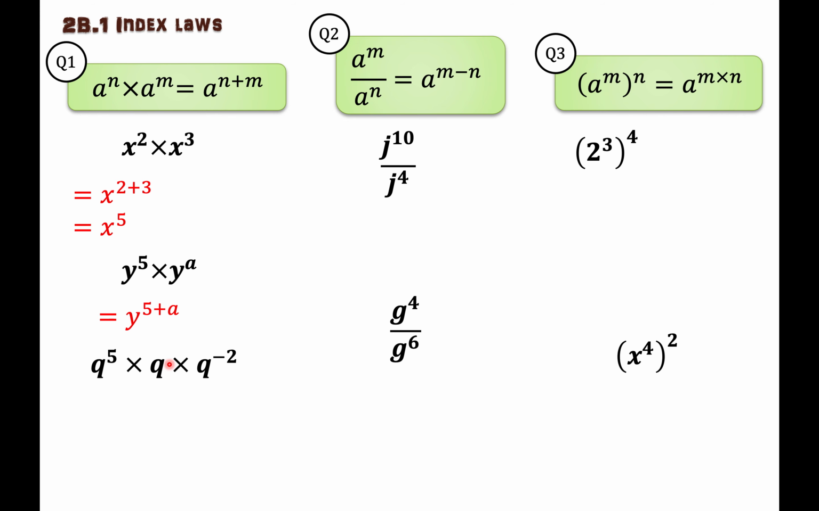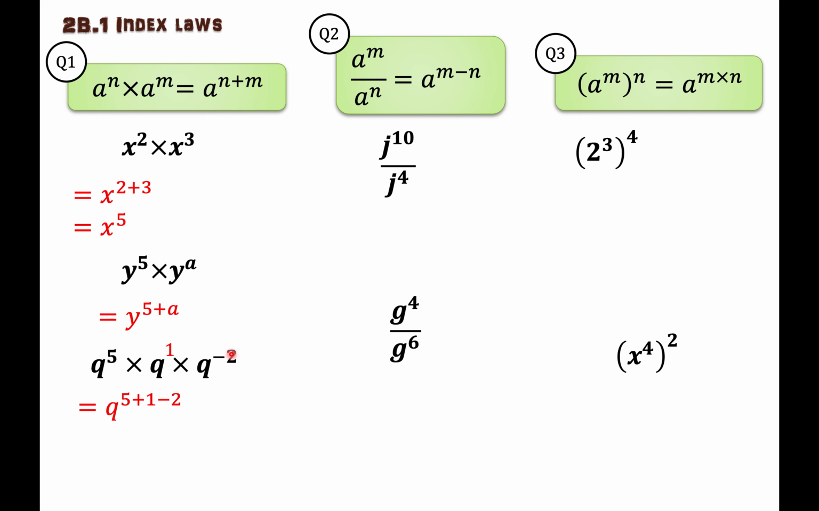We could do something similar here, but it's trickier for 2 reasons. Number 1, there are 3 numbers. That's all right, we can add 3 things. And number 2, there's no power here. The rule only works if each of these things has an exponent. So we need to write q as q to the power of 1. That's the same as q, isn't it? So now that we've written it this way, we can see that it's q to the power of 5 plus 1 take 2. I add these 3 numbers together.